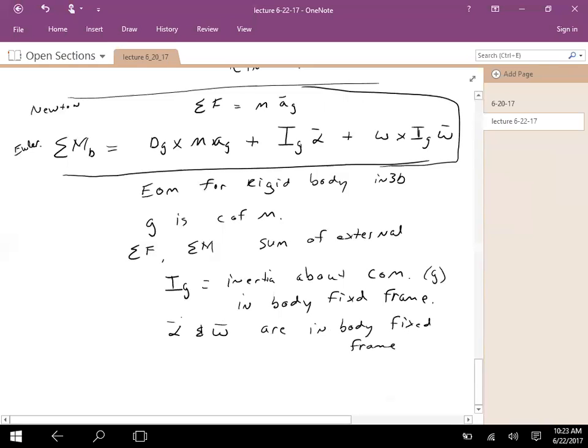So those are kind of the key terms. And then this term is called Euler's rotational equations. And then I guess the first one we call N2, Newton's second law, or I call it N2.